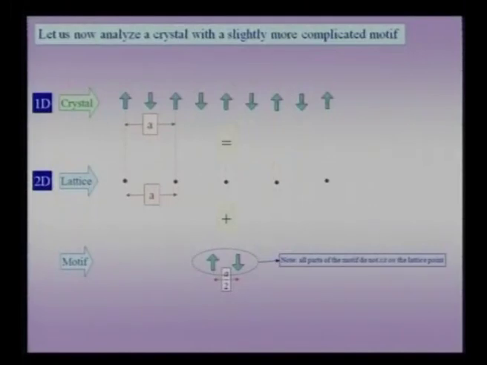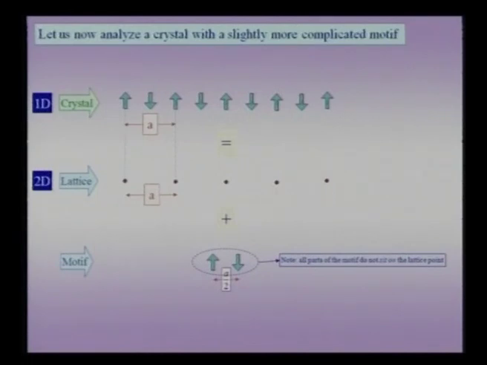Then we went on to understand a slightly more complicated motif, and we will consider this motif again and again in various contexts to understand various important concepts which come up in crystallography. This was the example wherein we had an up arrow and a down arrow decorating a lattice with lattice parameter a. The motif in this case is an up arrow and a down arrow with a spacing between the components of the motif being a by 2.